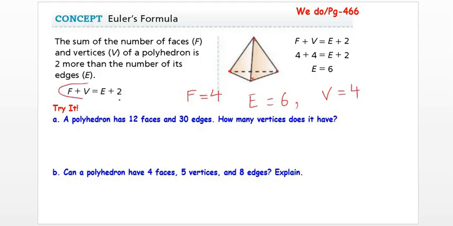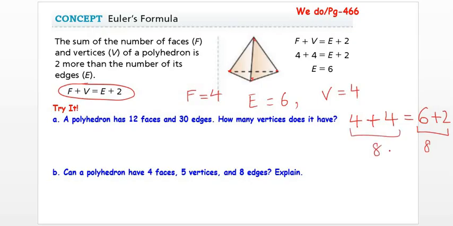So according to this formula, if I put these values in, you will see that the left hand side and the right hand side are equal. It has 4 faces and 4 vertices, and on the other side I have 6 edges with 2 more. So this side gives me 8 and this side gives me 8. Whenever I want to check whether the given information can make a polyhedron, I can put the values of the faces, edges and vertices into this formula to check.